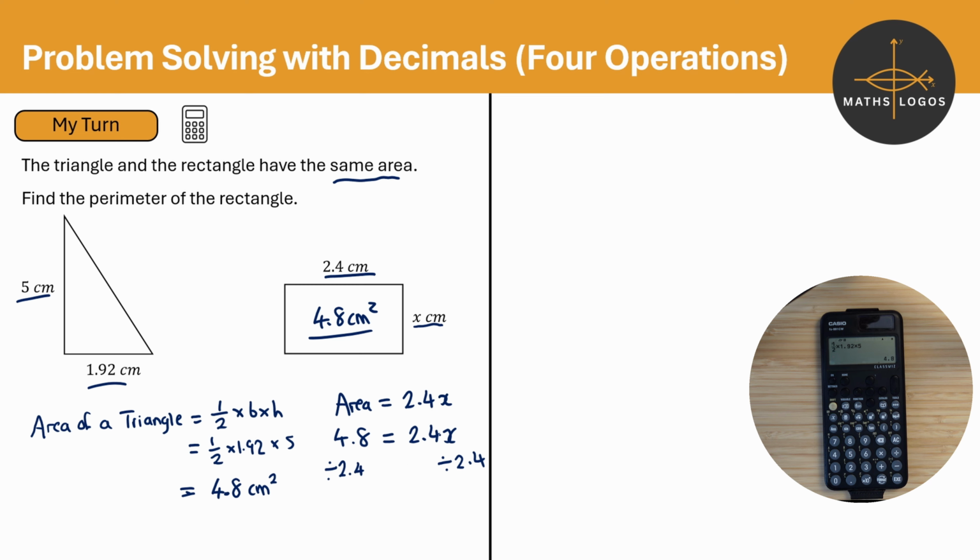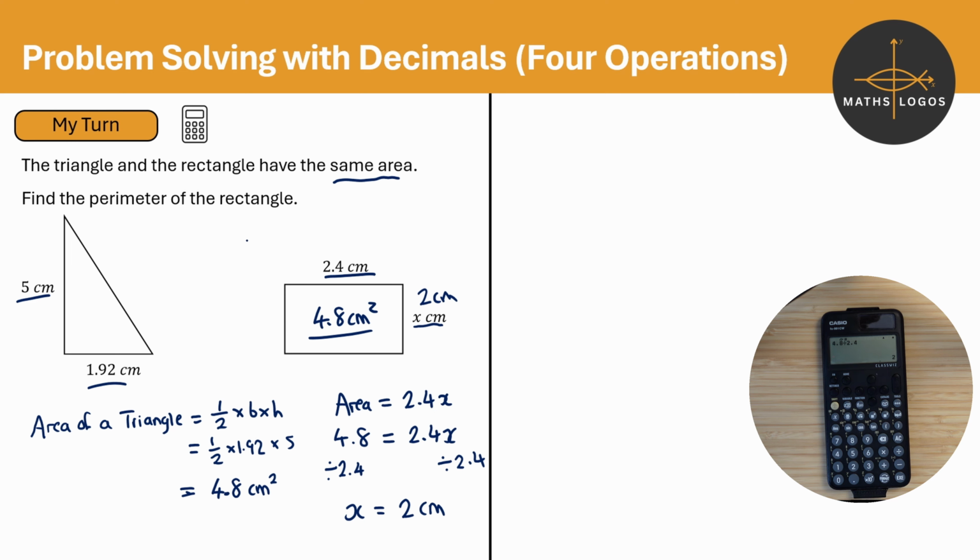In other words, some number x multiplied by 2.4 gives me 4.8. I need to divide 4.8 by 2.4 to get what that number is. X is equal to, and I'll type that in, 4.8 divided by 2.4. Oh, sorry, which gives me an answer of 2 centimeters. Okay, so that's 2 centimeters. I can write that into my diagram. Now, like before, I need to make sure I've actually answered the question.